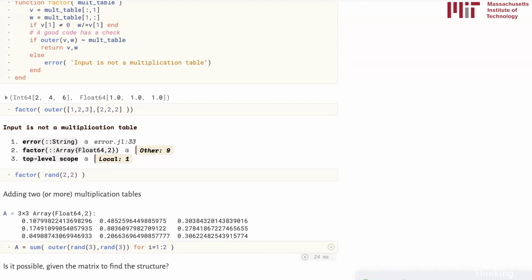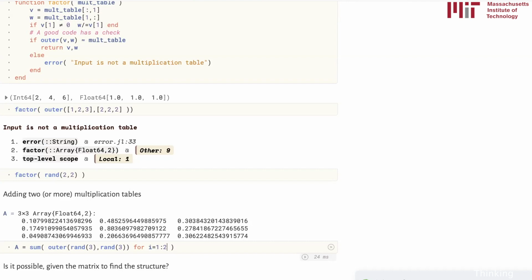And now here's the question. Can I actually find the structure? Can I find out that this was made up of 2 multiplication tables? Well, interestingly enough, there is a fancy linear algebra decomposition which will do this for you. My goal right now is not to talk about how you can calculate this by hand. I don't even want to explain the linear algebra.